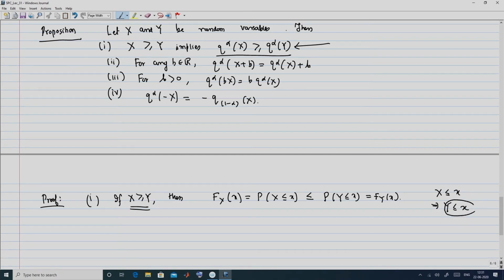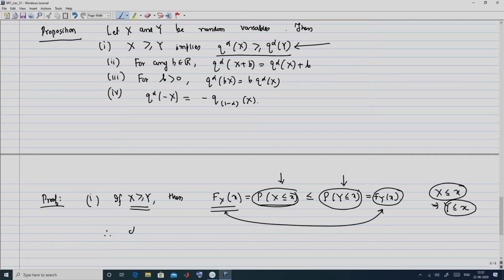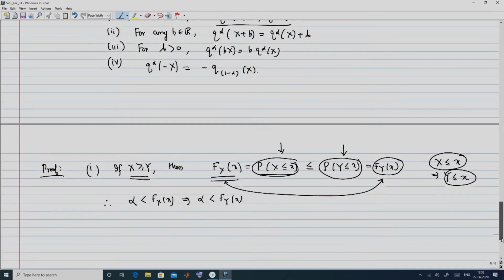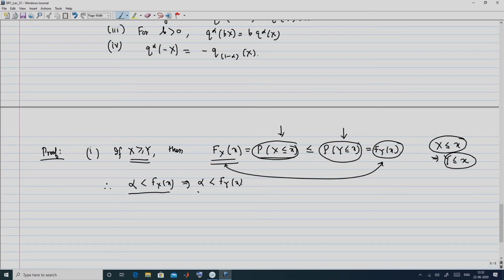So, that means the probability of y being less than or equal to x must be greater than or equal to the probability of x being less than or equal to x, which by definition is f x of x, and the probability of y less than or equal to x is by definition f y of x. So, from this relation, for the upper quantile we need alpha strictly less than f x of x. If alpha is strictly less than f x of x, then since f x of x is less than or equal to f y of x, it obviously implies that alpha is less than f y of x. So, all the values of x which satisfy alpha less than f x of x must also satisfy alpha less than f y of x, and maybe there are other values of x which satisfy this condition.